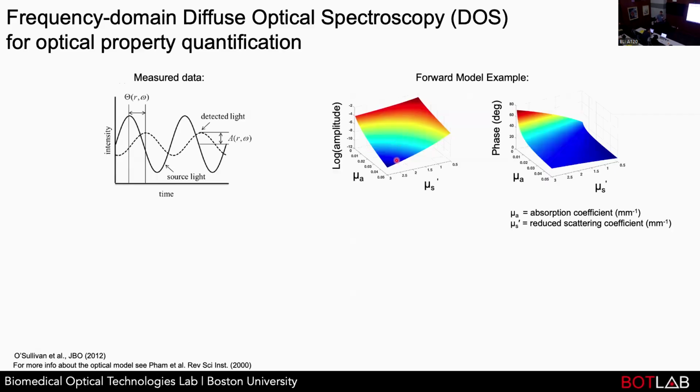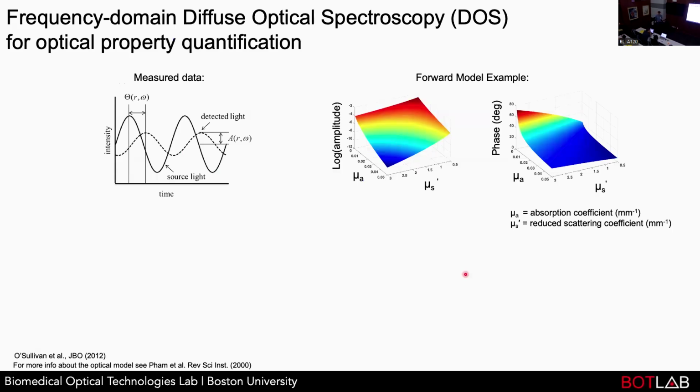So amplitude we're using interchangeably with what I showed you on the other figure as modulation. So the amplitude of the modulation of the detected signal. For clarity, this is for a fixed modulation frequency, one modulation frequency, and one source detector separation.